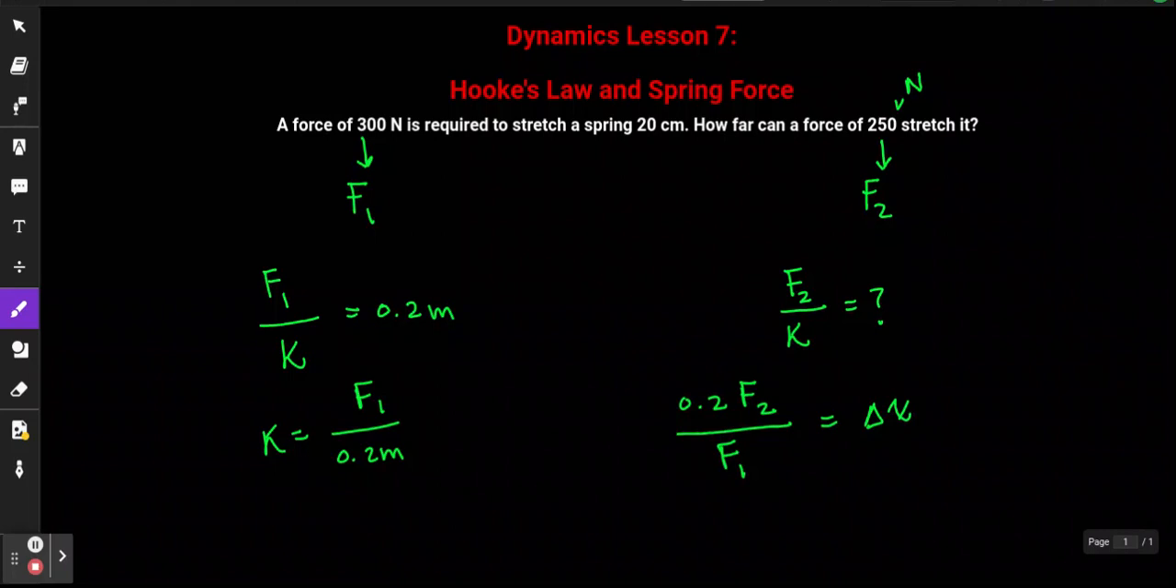So let's plug these into the calculator. 0.2 times 250 newtons divided by 300 newtons gives us 0.16 meters, and that is the displacement for 250 newtons.